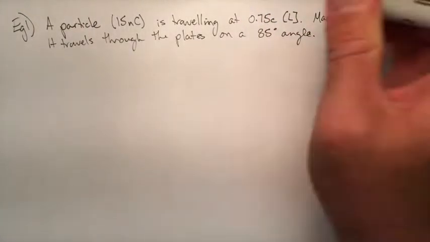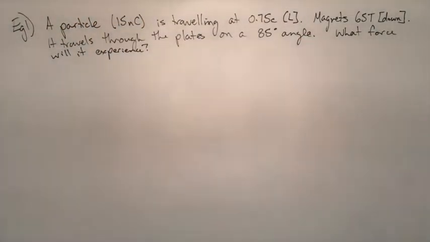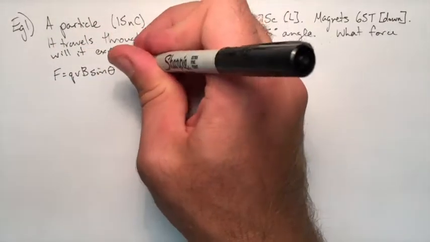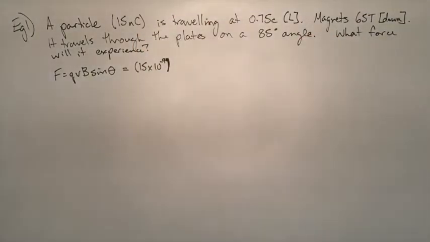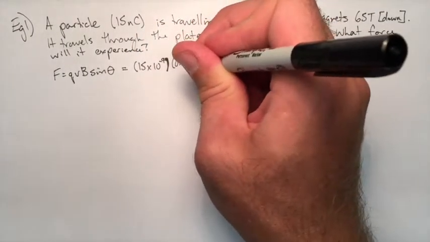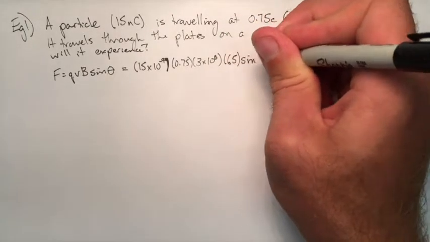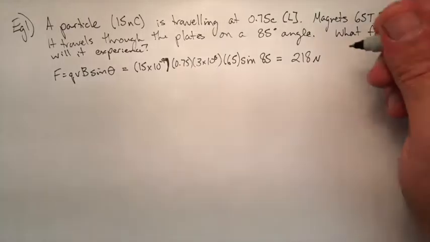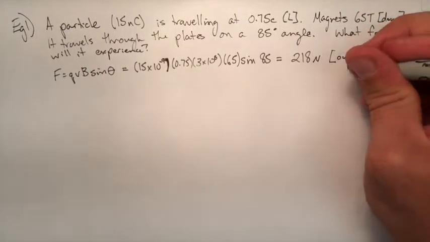So we're going to use our formula here. There's an angle present, so we need to use F equals QVB sine theta. We're going to do the strict calculation, just by putting in the numbers, and then we'll find the direction of the force after. So Q is put in, so it's 15 times 10 to the negative 9. V is 0.75 times the speed of light, so 3 times 10 to the 8, multiplied by B, multiplied by sine 85.